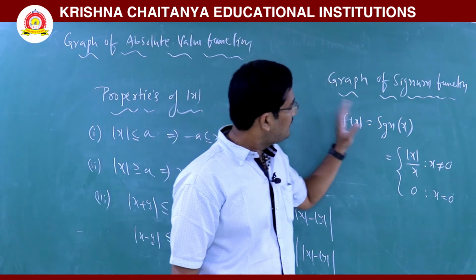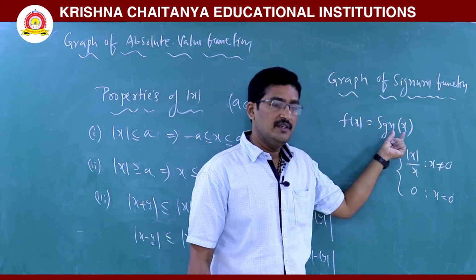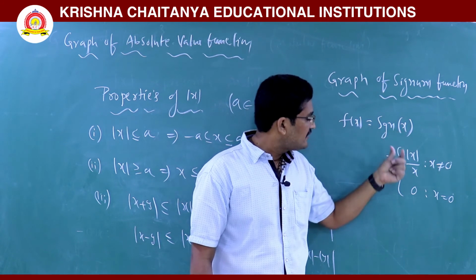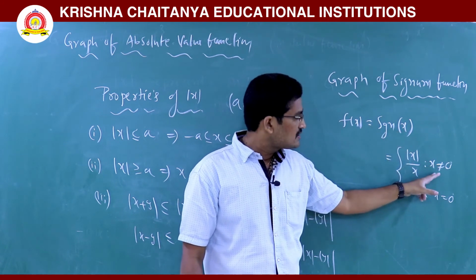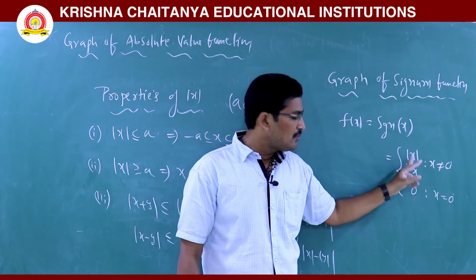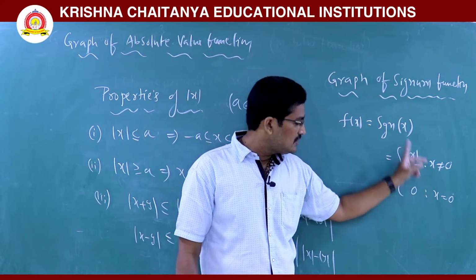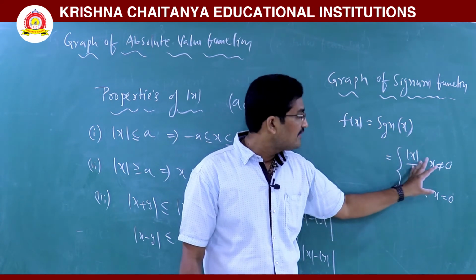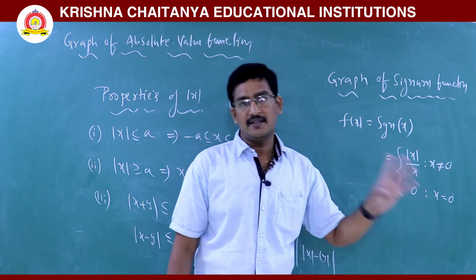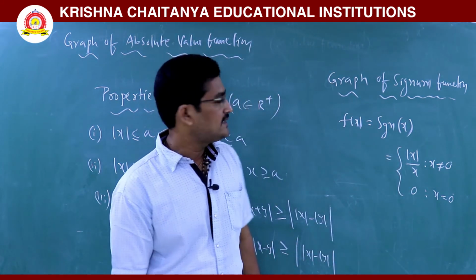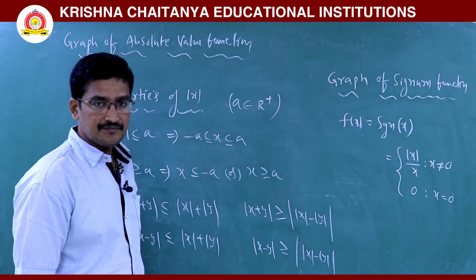First we have to write the definition of this one. The definition of the signum function of x is this: if x not equal to 0, the signum function of x is mod x by x. If x equals 0, the signum function of x is 0. This is the definition of the signum function. Now we have to draw that and represent it in a graph.